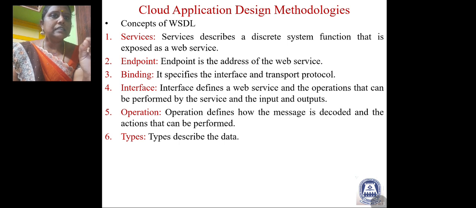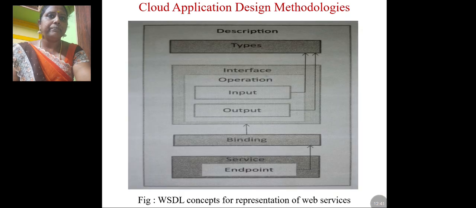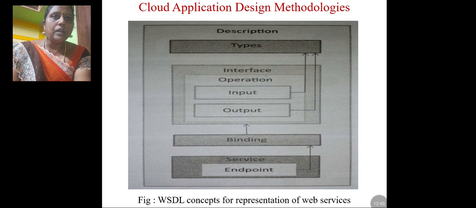Service describes a discrete system function that is exposed as a web service. Endpoint is the address of the web service. Binding specifies the interface and transport protocol. Interface defines the web service and operations that can be performed by the service and the input and output. Operations define how the messages are decoded and the actions that can be performed. Types describe the data. And these are the cloud application design methodologies we have seen.